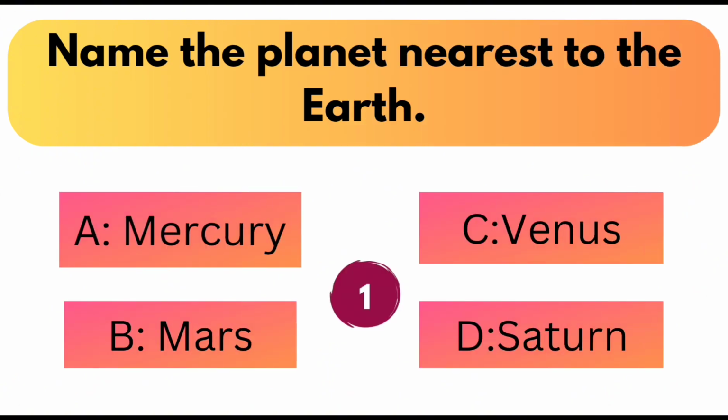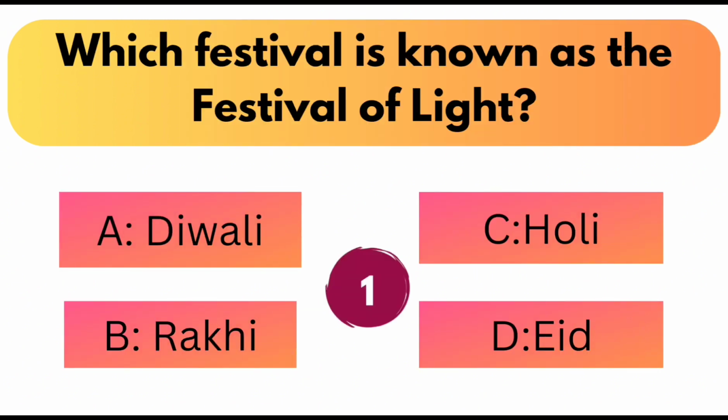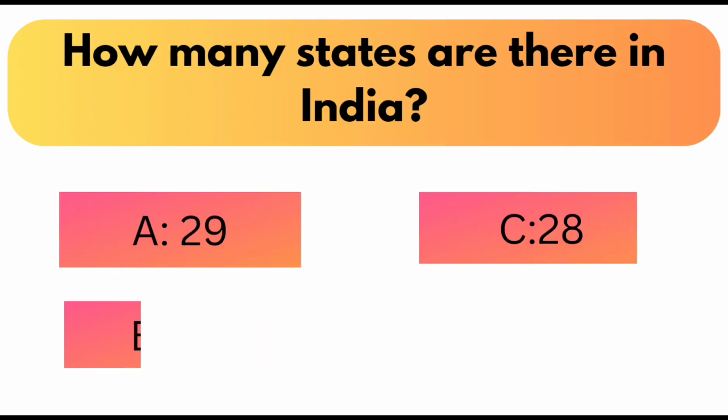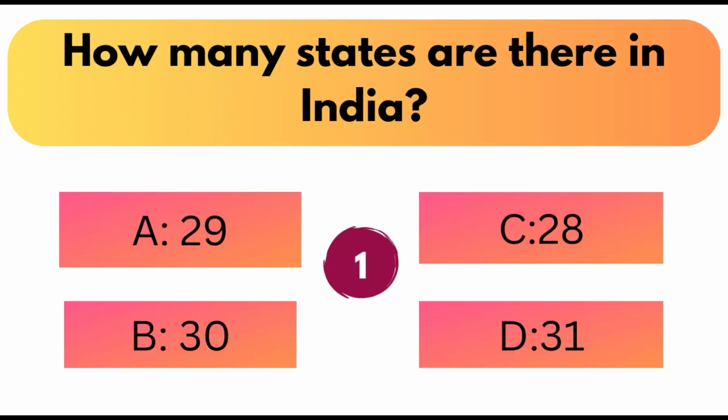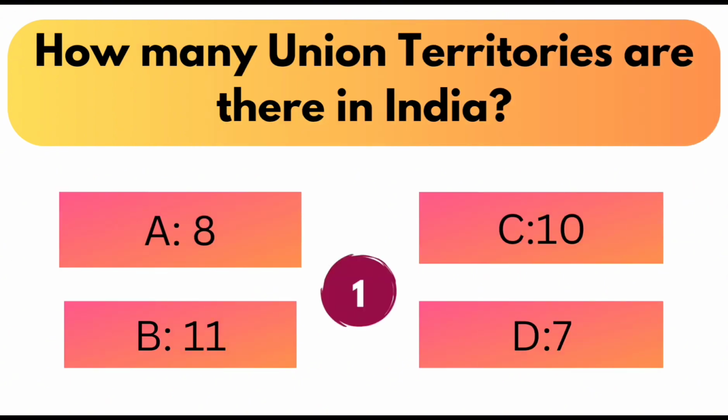Name the planet nearest the Earth. A is the right answer. Which festival is known as the Festival of Lights? A is the right answer. How many states are there in India? A is the right answer. How many union territories are there in India? A is the right answer.